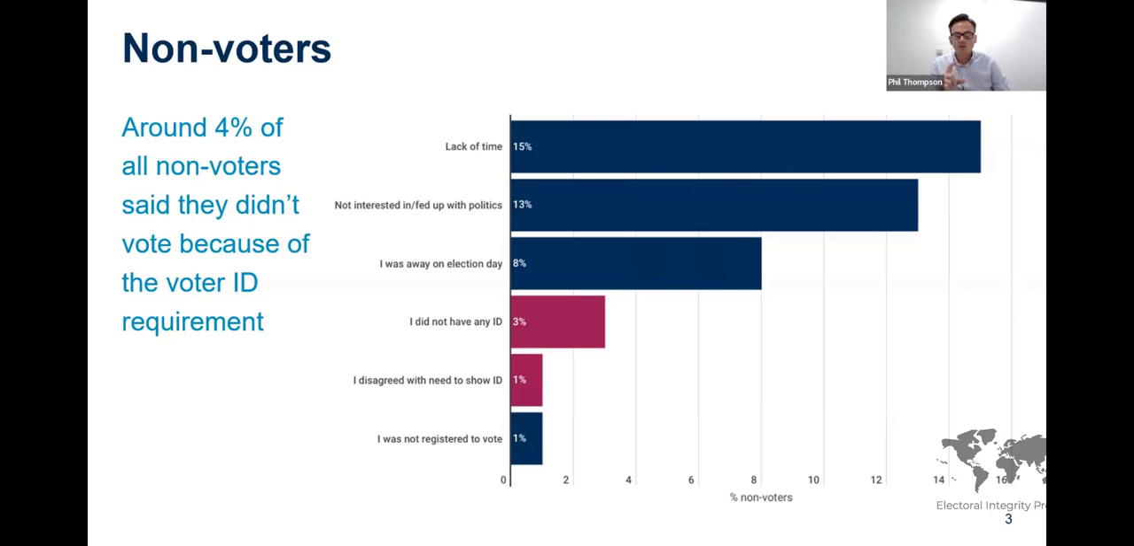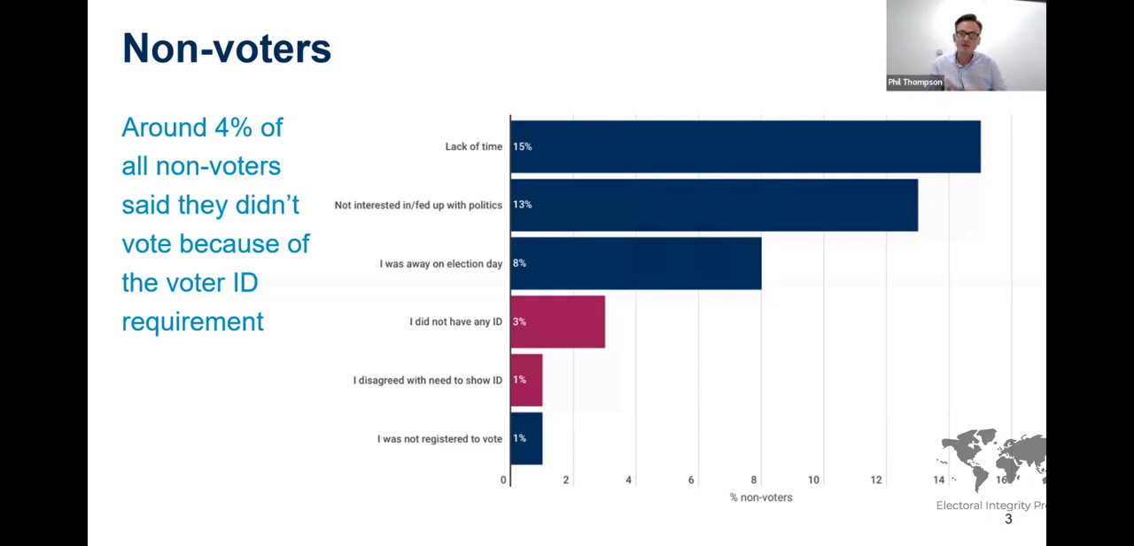I think the key things, two key things really, are the main reasons for people not voting are the same as they always are. And the pattern is virtually identical to what we usually see around lack of time or lack of interest in the polls. But this year we did get a proportion of people, 4% of those non-voters, giving a reason that related to the ID requirement. For most of them, it was because they said they didn't have ID, or at least thought they didn't have ID. And for a smaller proportion, 1%, it was because they actively disagreed with the policy and chose not to vote because of that. So 4% overall of non-voters quoting the ID requirement as a reason for not voting.